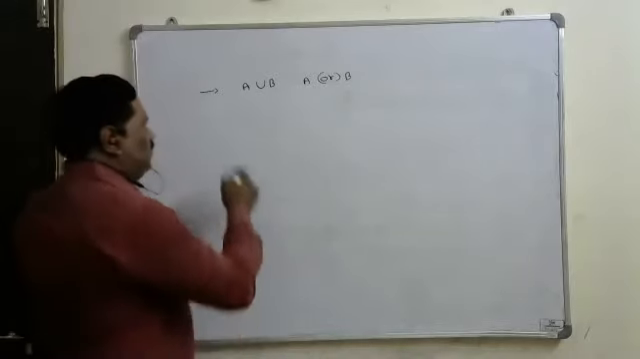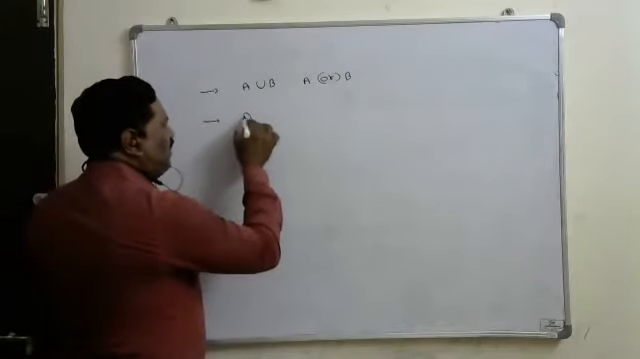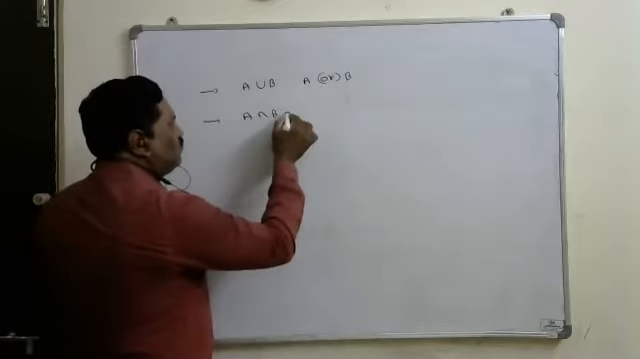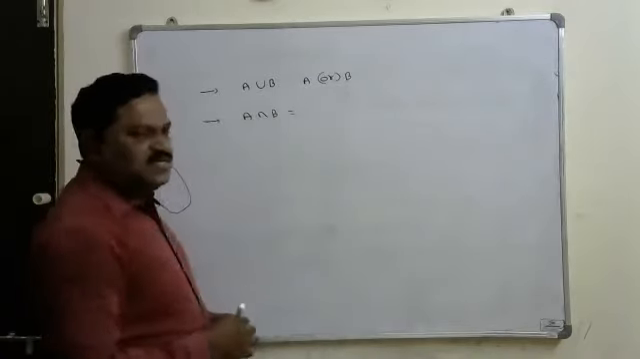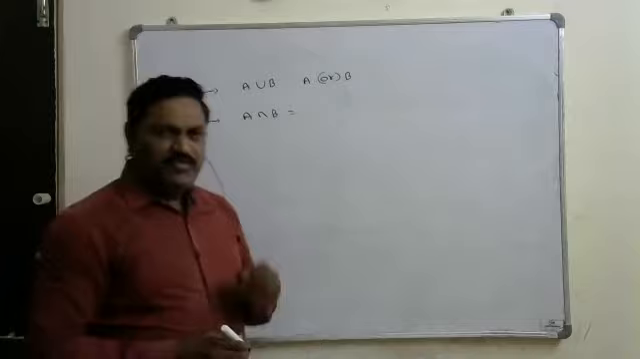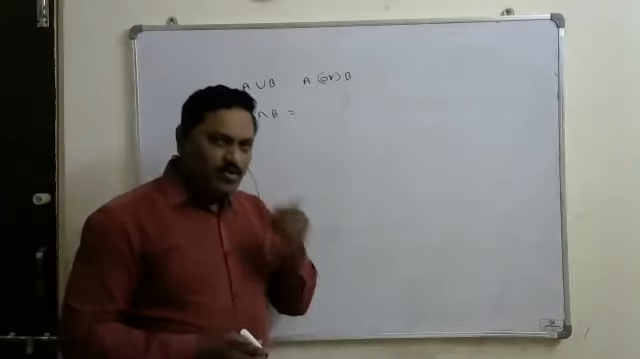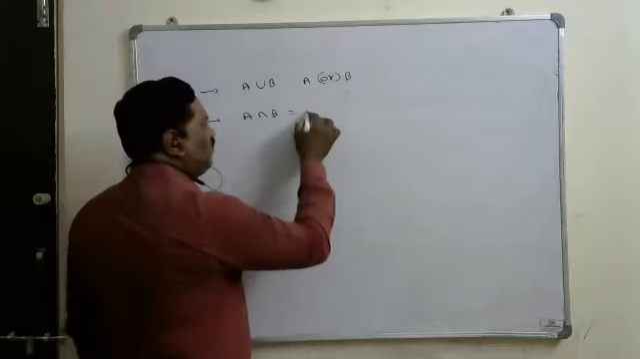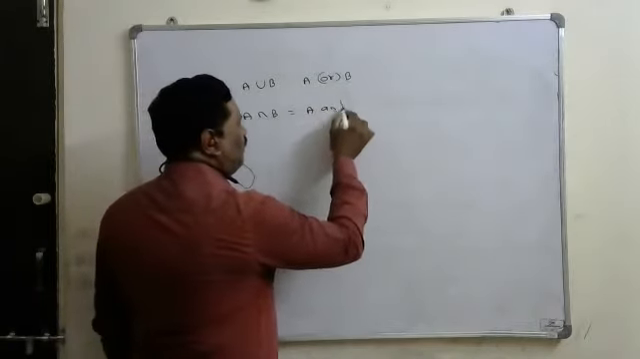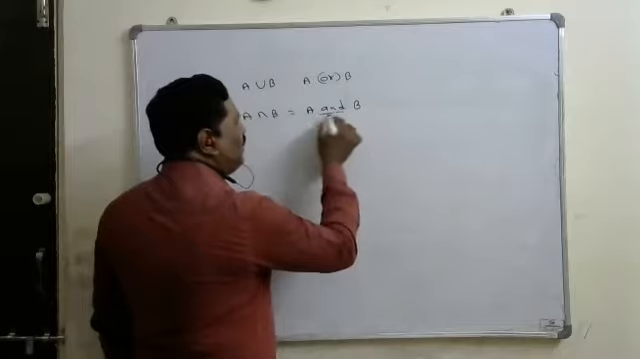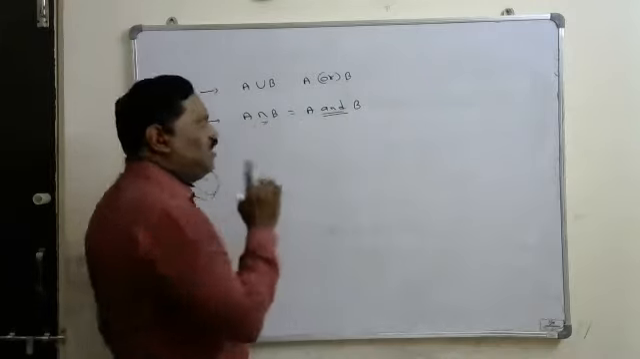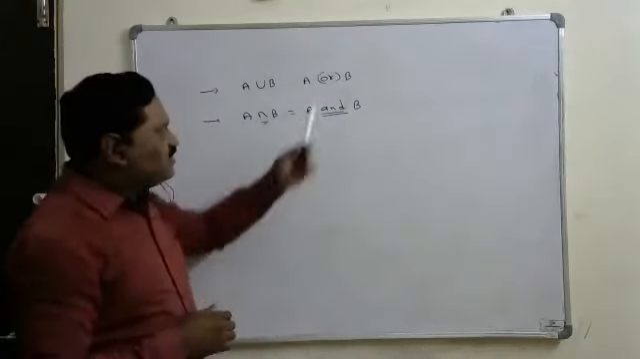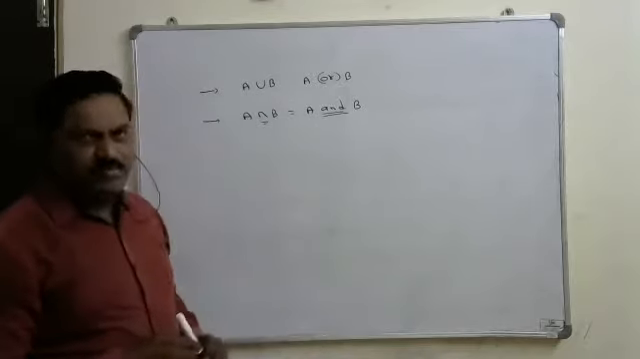Another operation is A intersection B. A intersection B is the set of elements which are available in both A and B, that is, the common elements. Whenever "and" is there, we represent it by the intersection symbol. Whenever "or" is there, that is represented by the union symbol in general.